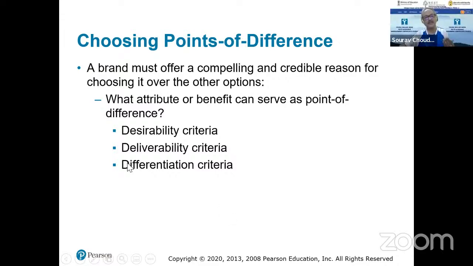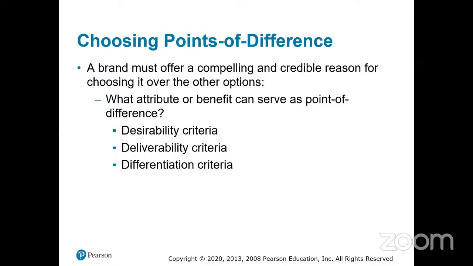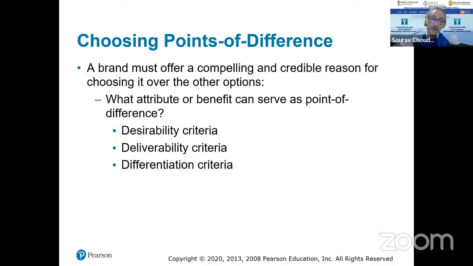If you have to choose a point of difference, think about your desirability: what attributes or benefits can serve as a point of difference. आपका consumer, आपका customer, ठीक है, किस चीज से मतलब है, उसका desirability, कि customer क्या desire करता है, what are the benefits, what are the advantages, what are the features that the customer desires. Okay, what are you delivering, what are you giving, and what is the difference between you and your company on these things? Your features, advantages, benefits. A brand must offer a compelling and credible reason for choosing it over other options.